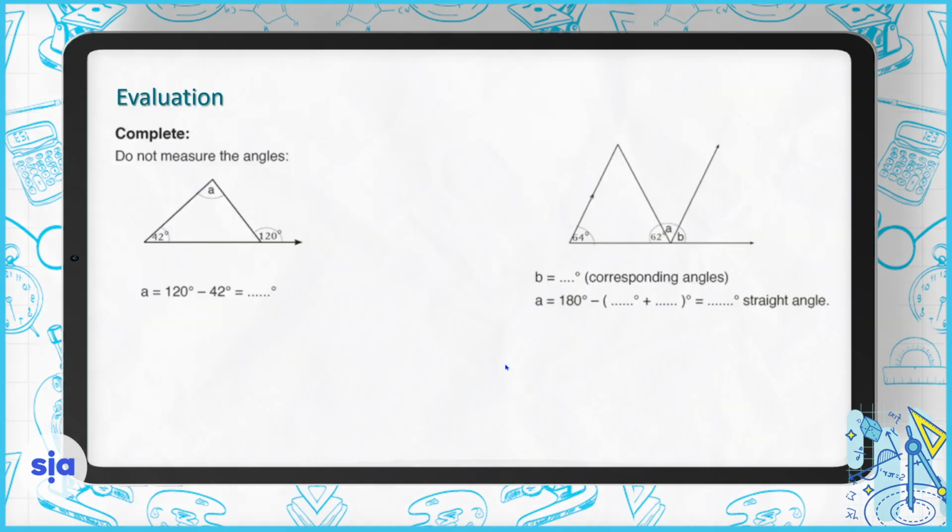Let's now go to the evaluation part. Question 1 wants me to complete without measuring the angles. So as you can see here that the 120 is an exterior angle, while A and 42 are the two opposite interior angles. So to find A is 120 minus 42, which is 78 degrees.